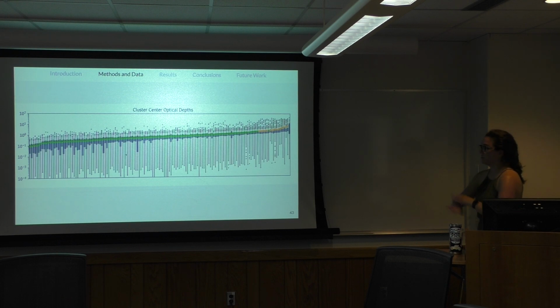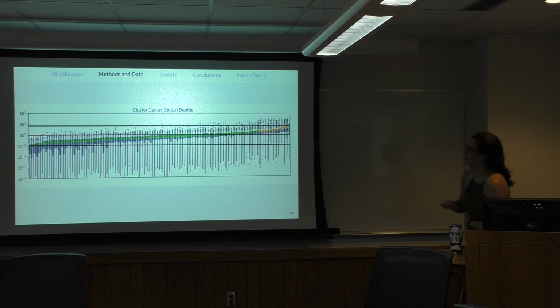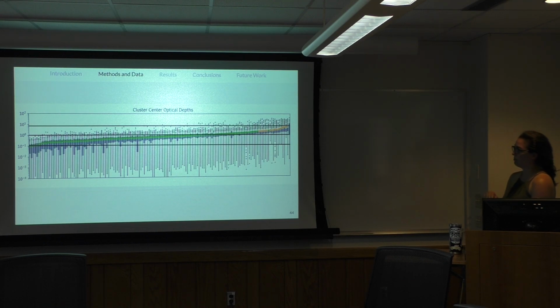These are all of our cluster centers mapped out. Notice that the y-axis is a log scale. We have in the green and yellow stars, those are the cluster center optical depths. As we have those cluster center optical depths mapped out, we see that most of the cluster centers have optical depths between 0.1 and 1, or maybe a half or 2/3, and then the rest are between an optical depth of 1 and 10.